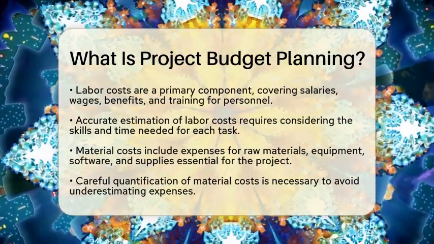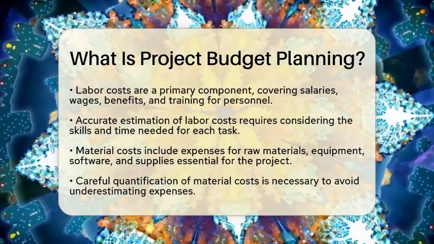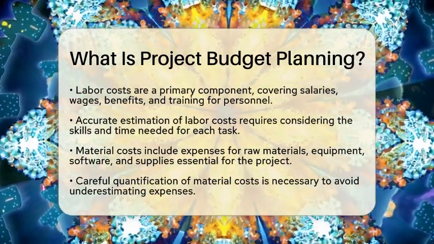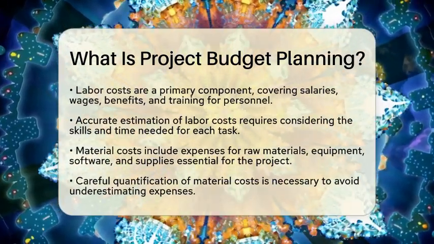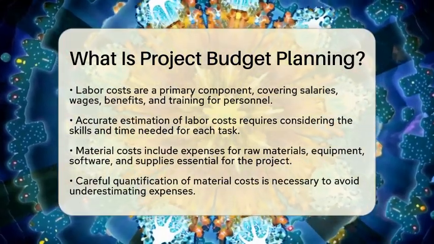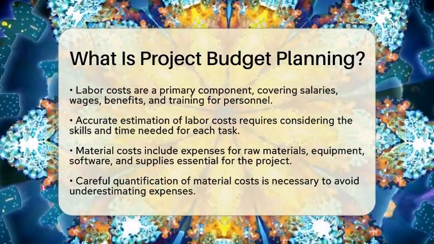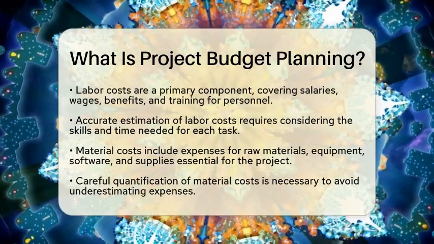Now let's talk about the main components of a project budget. First up are labor costs. These are expenses related to personnel, including salaries, wages, benefits, and training. It's important to estimate these accurately by considering the skills and time required for each task.